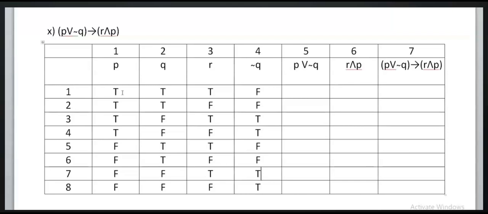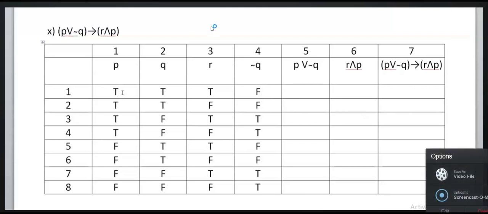Now we'll see the OR between first and fourth. Now T or F is T, T or F is T, T or T is T, T or T is T, F or F is F, F or F is F, F or T is T, F or T is again T. Now see this here.